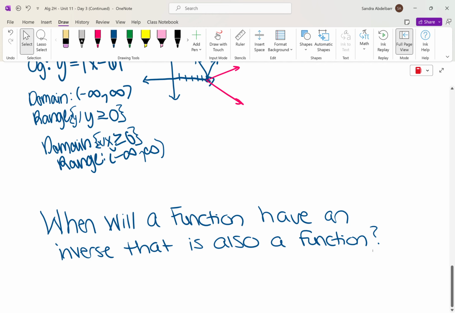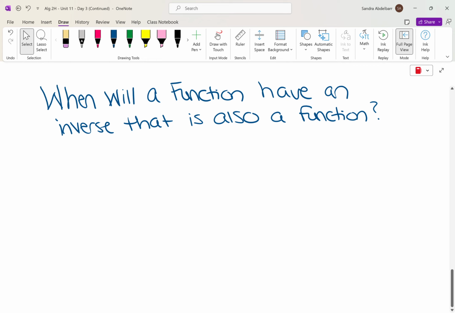Layla? If it's linear? Linears will always have an inverse that's a function, but that's not the only one. I haven't told you guys this, but you're taking guesses. Max? The inverse. Okay, yeah.